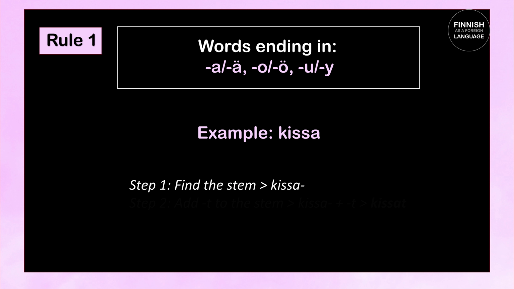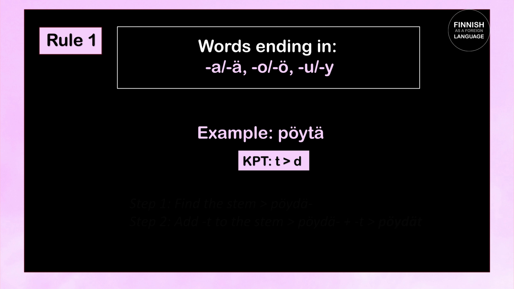In the first step, we have to find the stem, which is kissa. Then in the second step, we just have to add T to the stem, which means we have kissa plus T is kissat, which means the cats. So kissat is the nominative plural of kissa. As already mentioned before, the nominative plural can be affected by the consonant gradation. Here's one example. Pöytä means table.